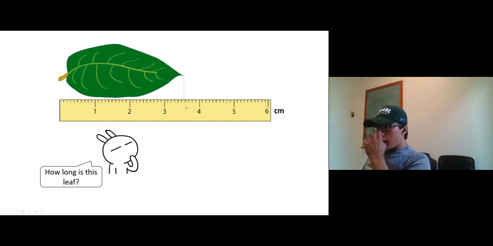All right. Let's see what we got. So it's 3, 1, 2, 3, 4, 5, 6, 7, 8, 9, 10. Okay. So each hash mark is 0.1, 1, 2, 3, 4, 5. For sure, this is over 3.5. All right, so 3.5, I am certain.